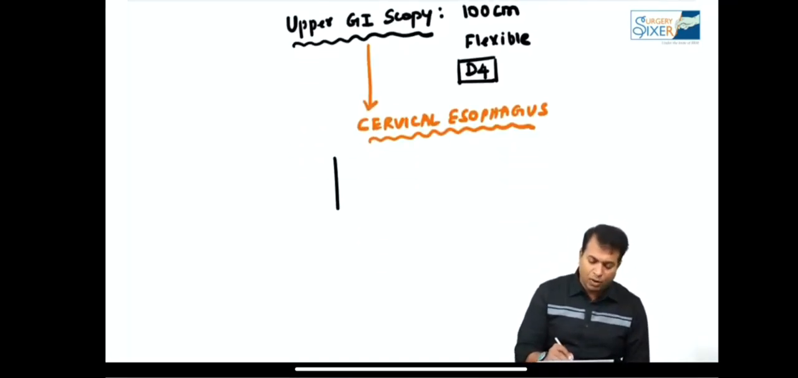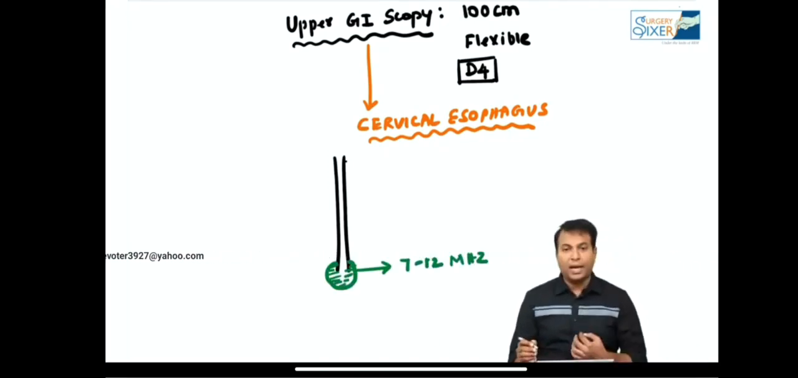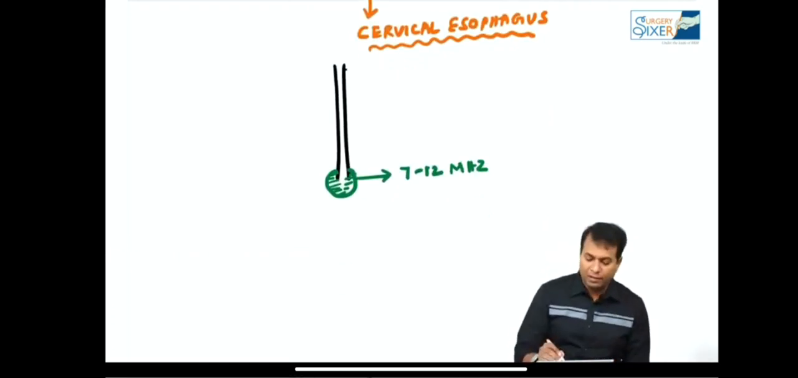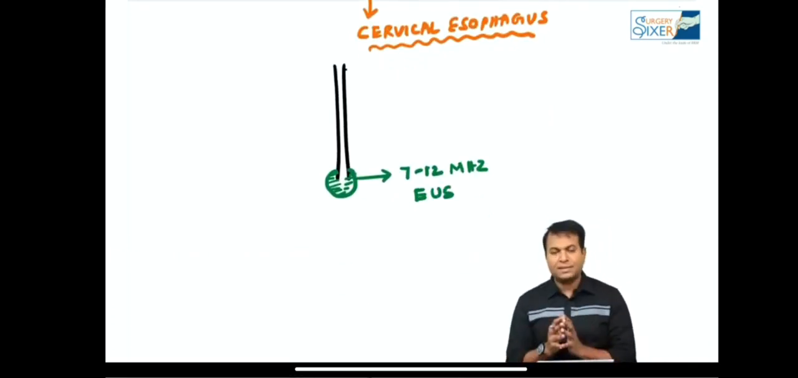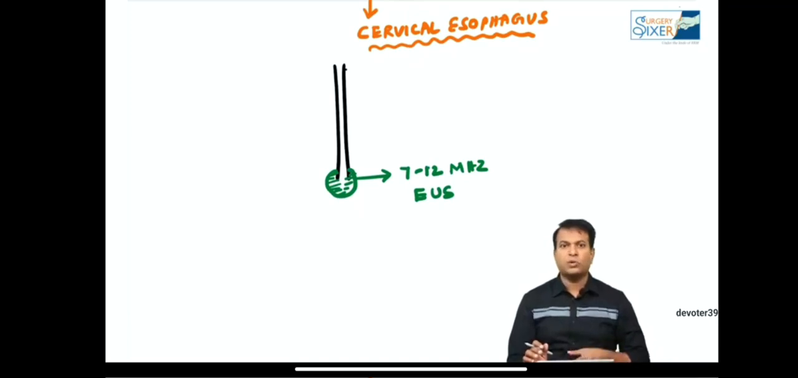One new investigation uses an endoscope tip with a high frequency ultrasound probe of 7 to 12 megahertz. The probe is introduced into the esophagus, and this investigation is known as endoscopic ultrasound. Endoscopic ultrasound has so many applications in surgery. With EUS, we can examine the esophagus, stomach, and also the pancreas.